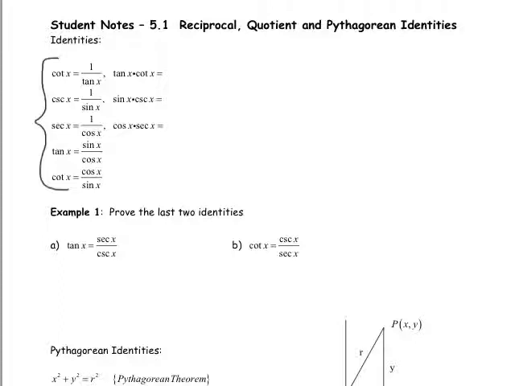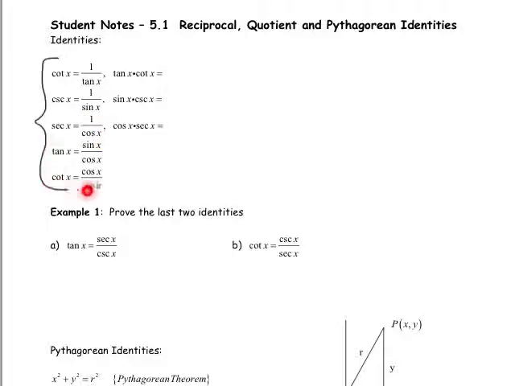So the first identity is cotangent of x is equal to 1 over tangent of x. Because tangent's reciprocal is cotangent, or you can say that the other way around. Cotangent of x's reciprocal is 1 over tangent x. Okay? Cosecant of x is the reciprocal of sine x. So cosecant of x is equal to 1 over sine x. Secant of x is 1 over cosine x.